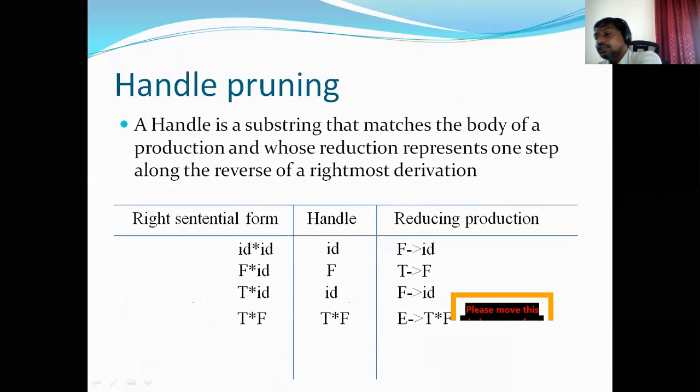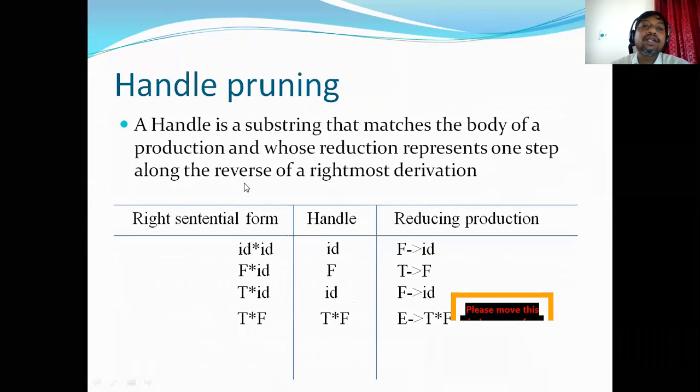Okay, so as I told you, handle pruning is a process of identifying a substring called handle. A handle is a substring that matches the body of a production and whose reduction represents one step along the reverse of a rightmost derivation.